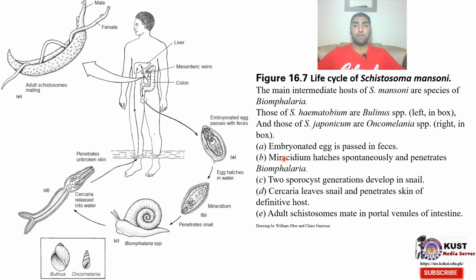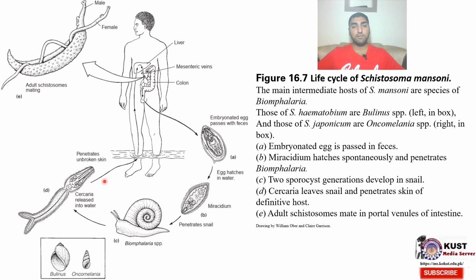Okay, so you can see in the structure, A is the embryonated egg passed in feces. B is the miracidium, which hatches spontaneously and penetrates Biomphalaria. So it will enter into this snail species, which is the intermediate host. C, two sporocyst generations develop in the snail. D is the cercaria larva, which leaves the snail and penetrates the skin of the definitive host.